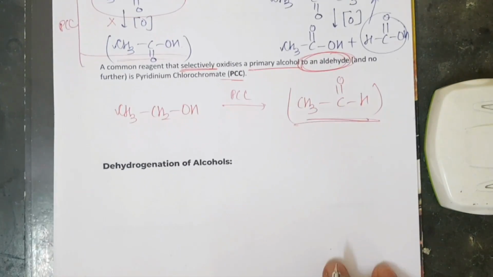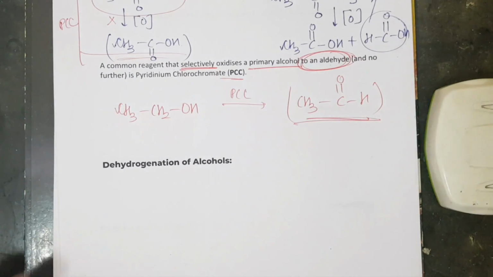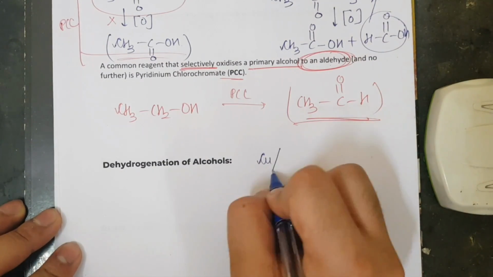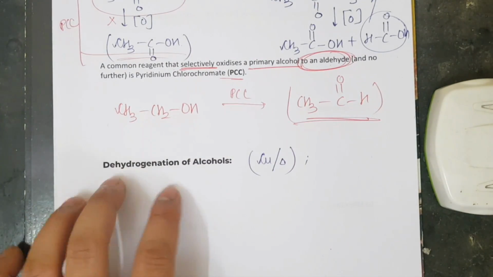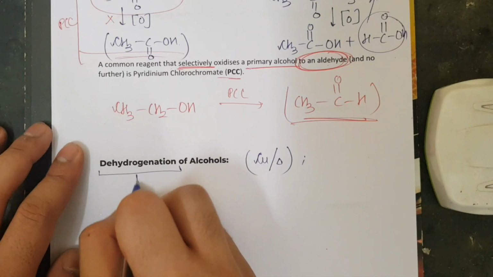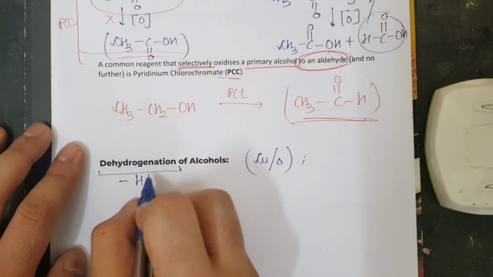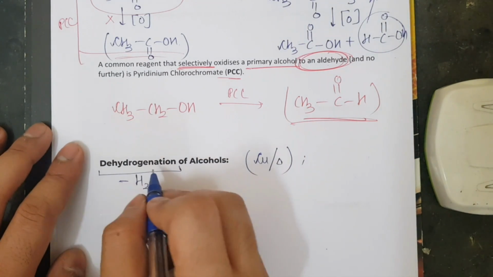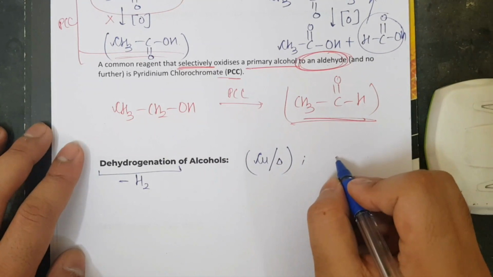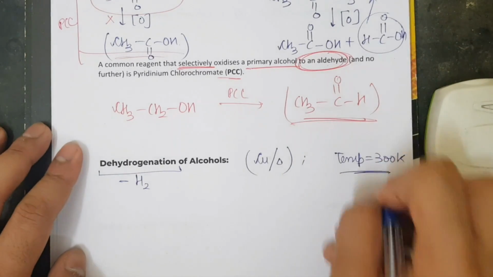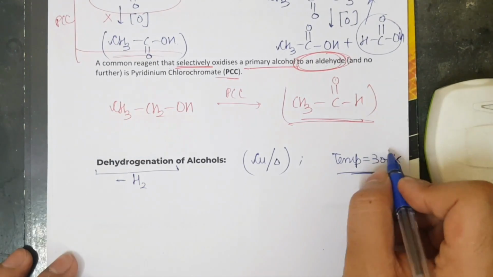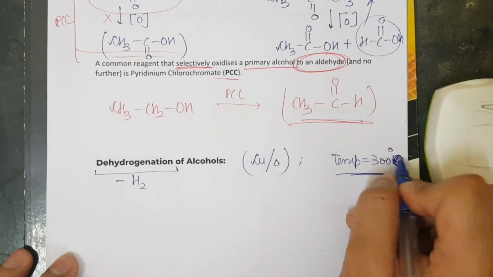Next we have the dehydrogenation of alcohols. It basically means that we are using copper and heat as the reagent. Dehydrogenation means removal of H2. Okay, I am removing hydrogen, so that is dehydrogenation. The temperature is generally taken to be 300 kelvins. Okay, so 300 degrees Celsius, I'm sorry, generally 300 degrees Celsius.